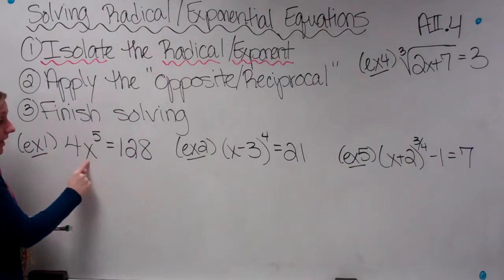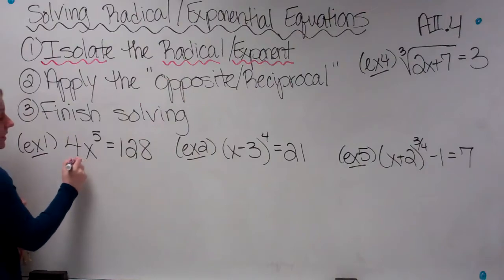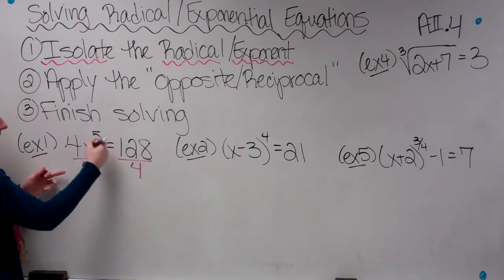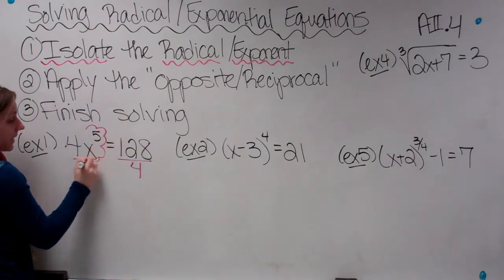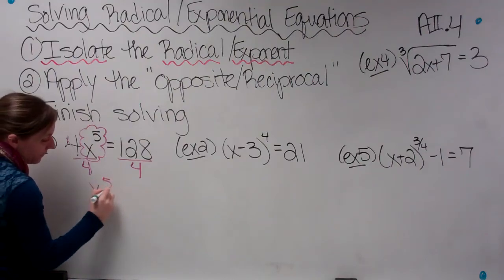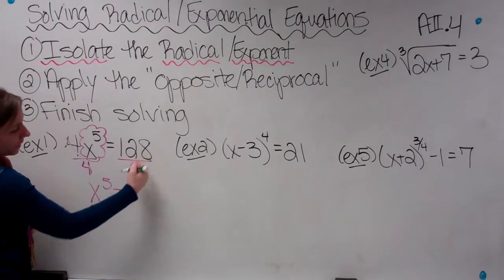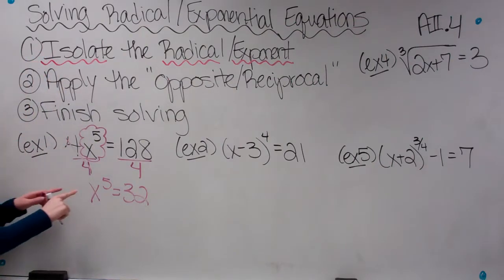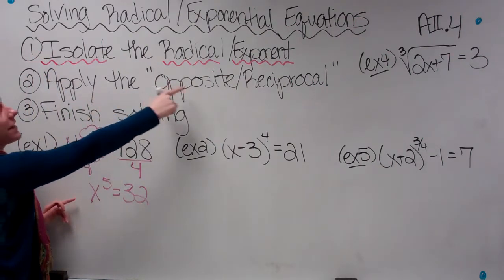If we were to solve for x, the first thing we would do is divide by 4, because that will isolate this x to the 5th. That's what we want to isolate. So we get x to the 5th equals 32. Okay, so we've done step 1. Now we have to apply the opposite.